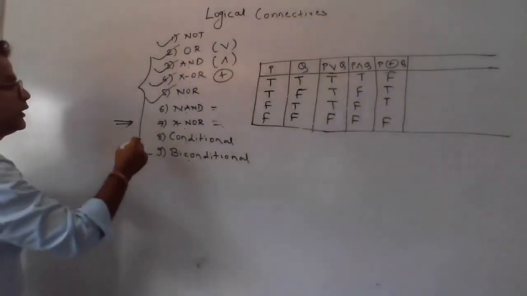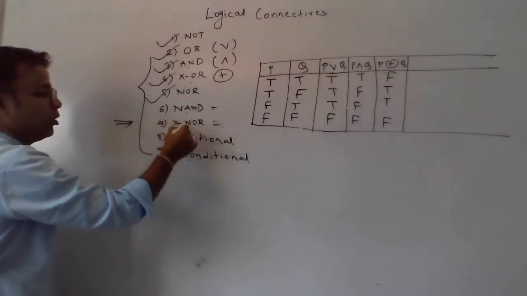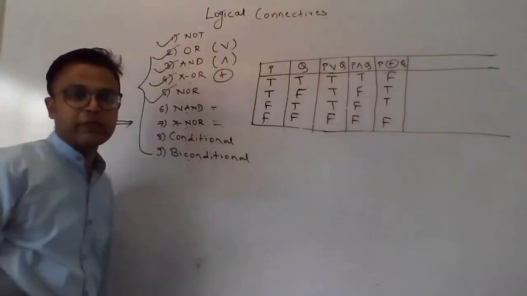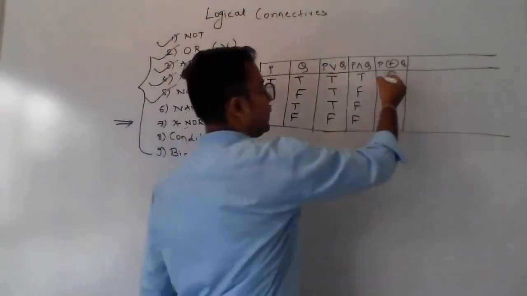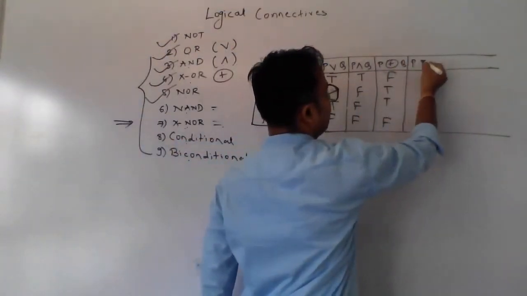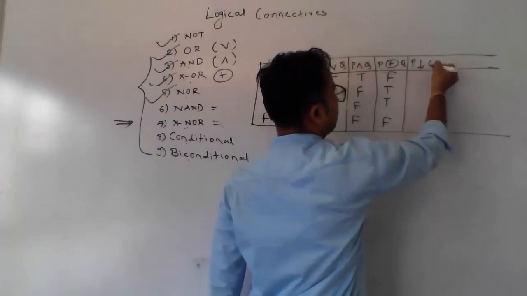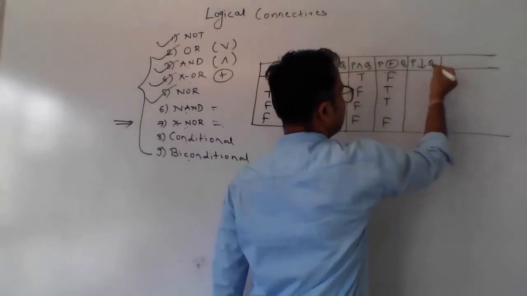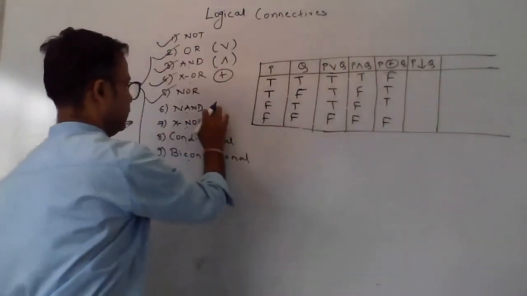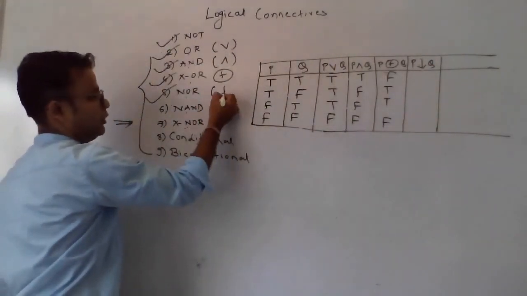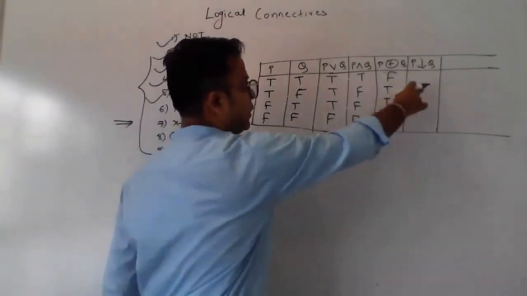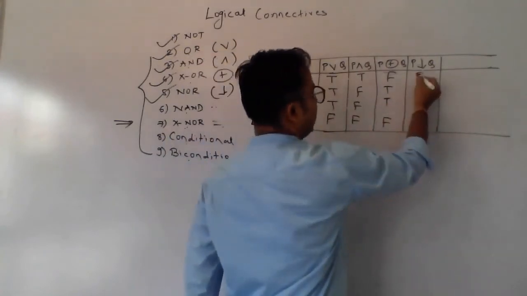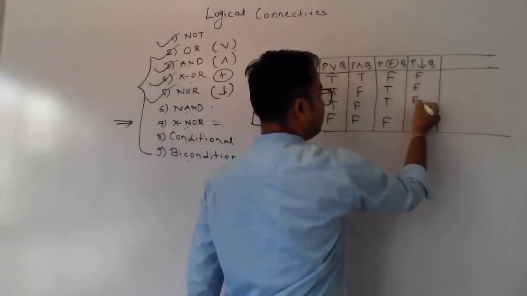Then the other three connectives, that is NOR, NAND and XNOR, they are negations of OR, AND and XOR respectively. Let us see. P NOR Q, it is denoted by what? Downward arrow. NOR is denoted by downward arrow. It is negation of OR. So it is like F, F, F, T.